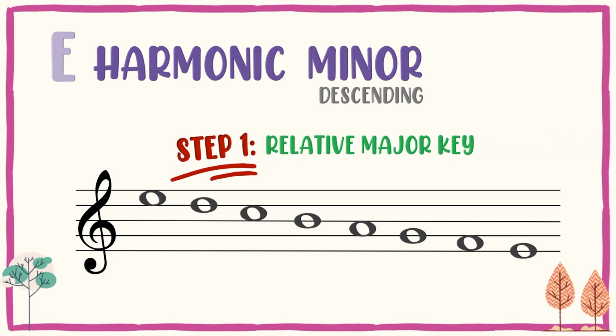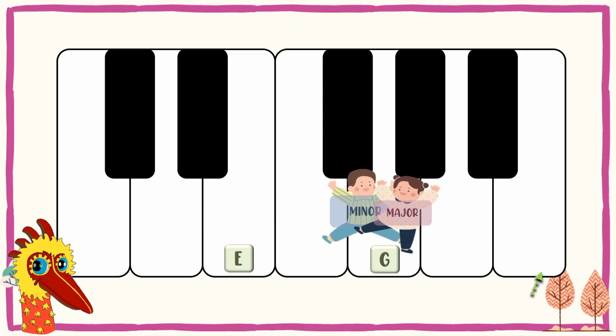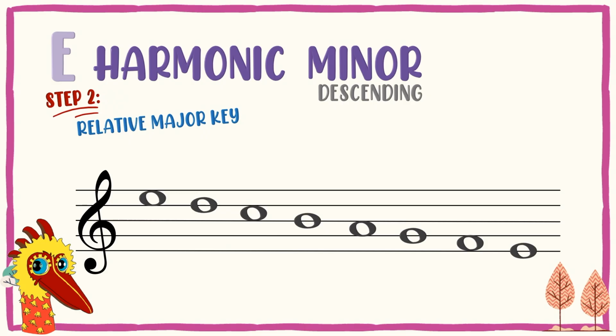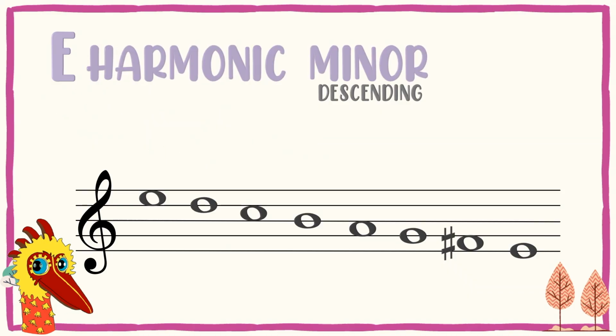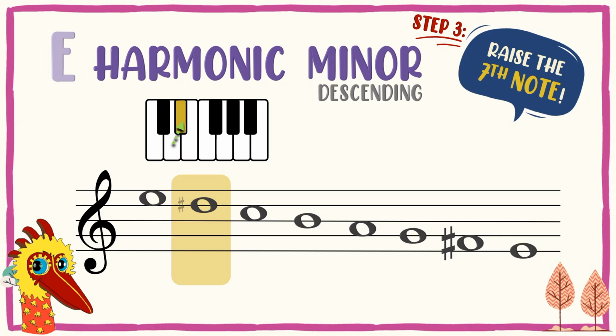Step 1. We find the relative major key. So 3 semitones higher from E would be a G! That's right! Now step 2. Once we find the key signature of G major, we would know the key signature of E minor. G major has only one sharp, which is an F sharp. So E minor only has an F sharp. That's correct! Lastly, we raise the 7th note by a semitone. The 7th note of the E minor scale is a D, so it would be a D sharp.